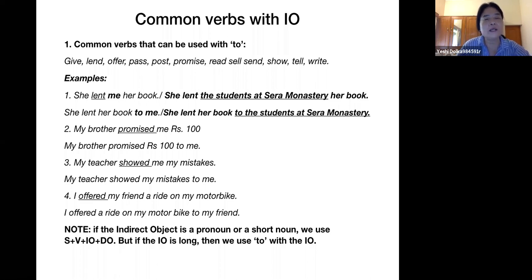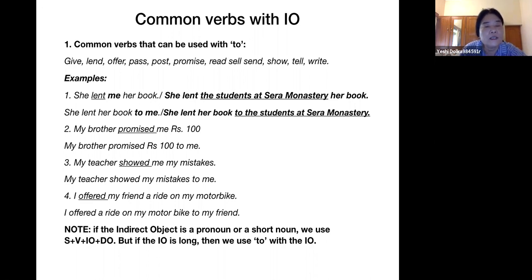Okay, so now another way of writing this. She lent her book to me. Or you can say she lent her book to the students at Sarah Monastery. Now here I put to the students at Sarah Monastery. So I'm putting an indirect object with to and without to. If it is without to, you write, she lent me her book. With to, she lent her book to me.